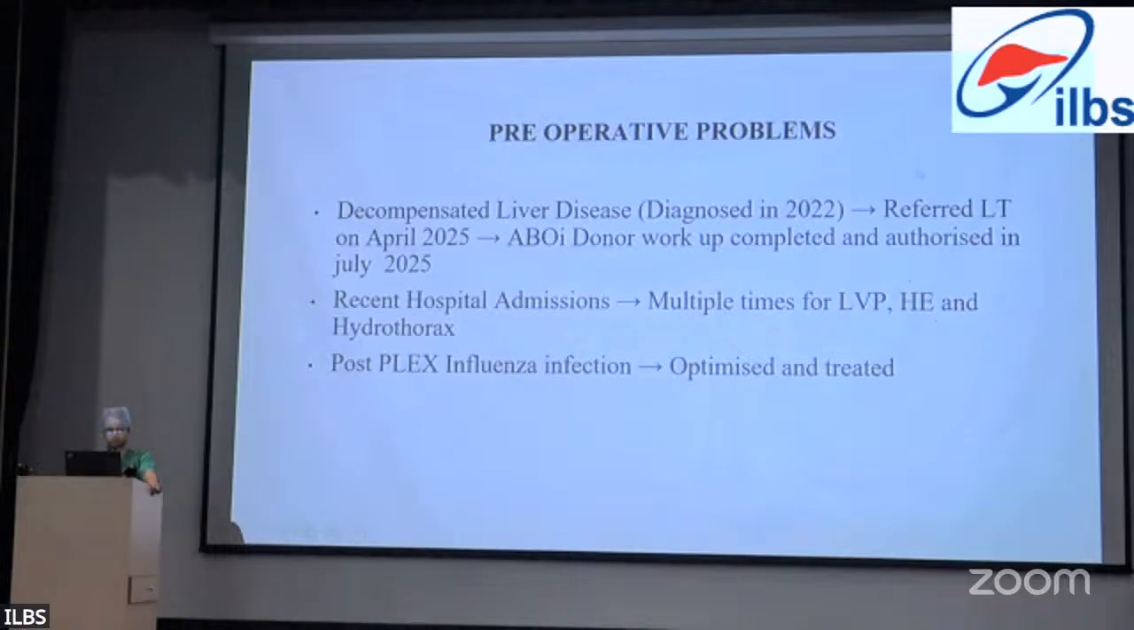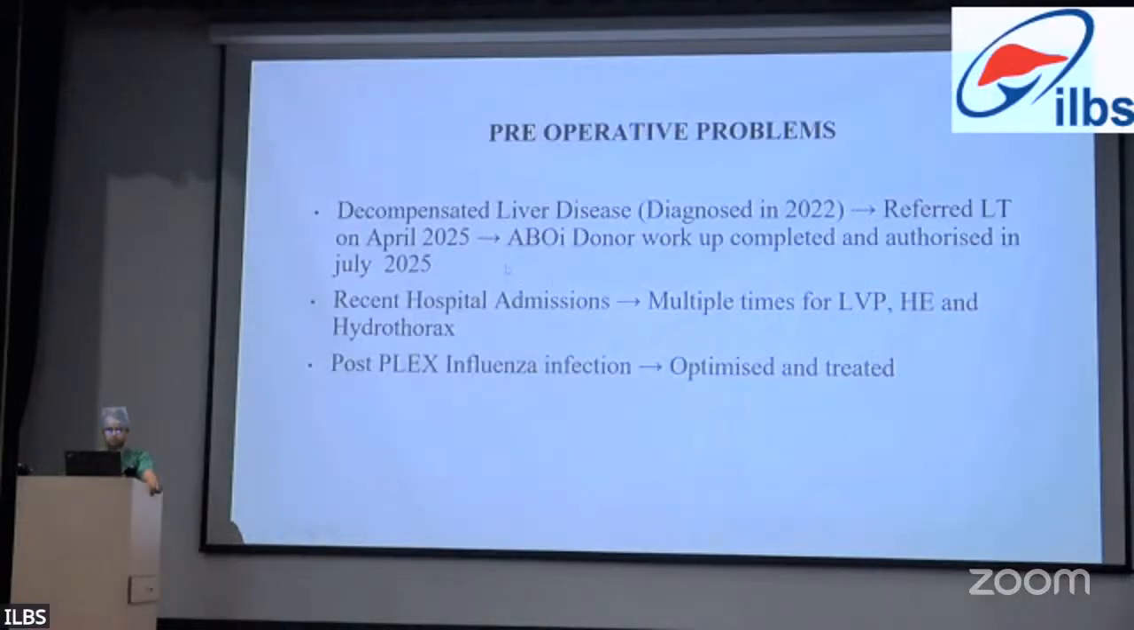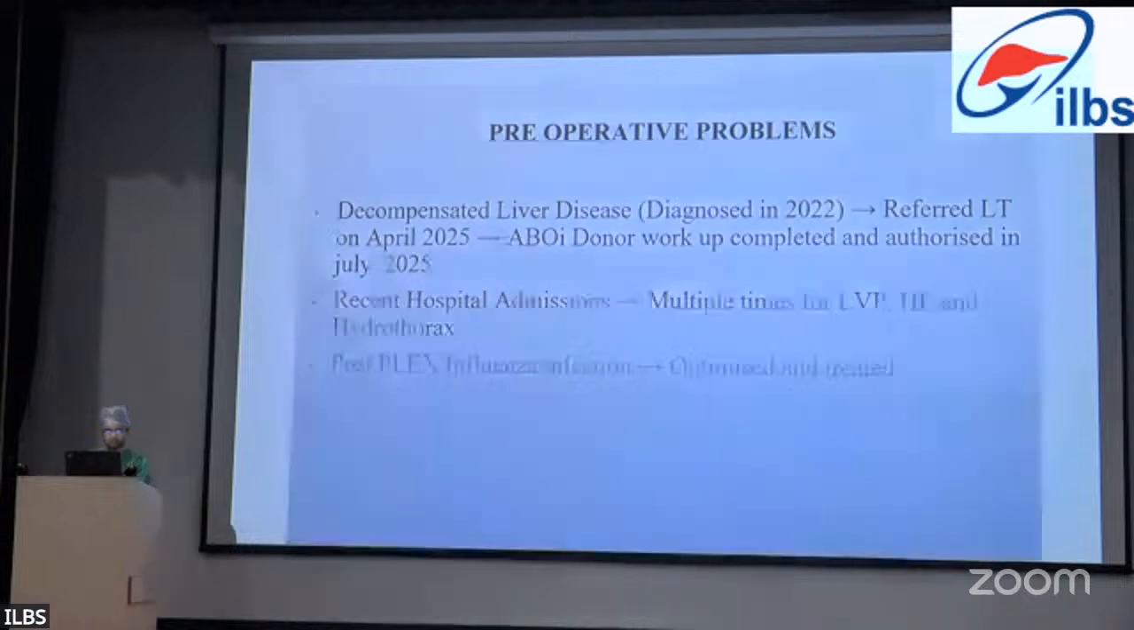So in our patient, the preoperative problems were: he was decompensated CLD, diagnosed in 2022, who came for liver transplant in April 2025, and it was an ABO incompatible liver transplant. Workup was completed and authorized in July 2025. He had recent multiple hospital admissions for LVP, HE, and hydrothorax, and post-PLEX influenza, which was optimized and treated.